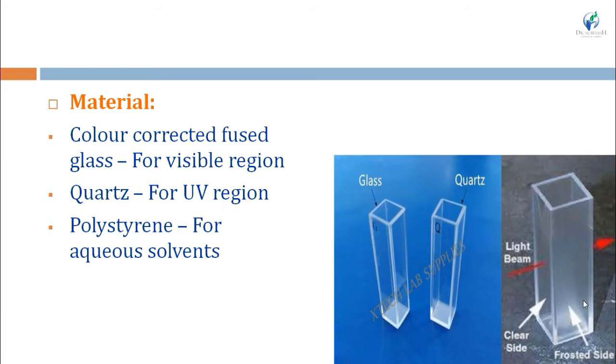See in the third figure, the two parallel sides of the cuvette are made of glass, and the other two sides of the cuvette are made of quartz, which is indicated as the frosted side, right? Means two sides are made of glass and two sides are made of quartz. So in the UV visible spectrophotometer, this type of cuvette is used.